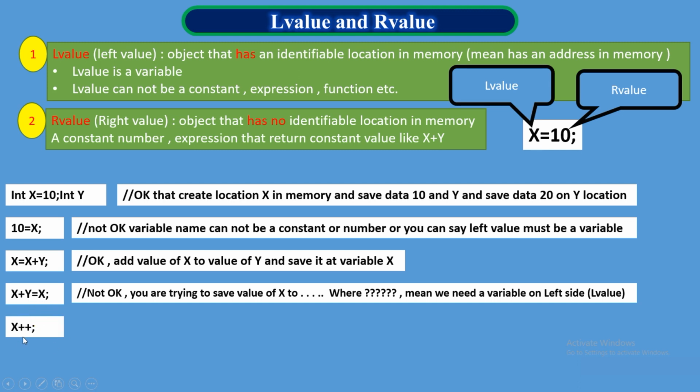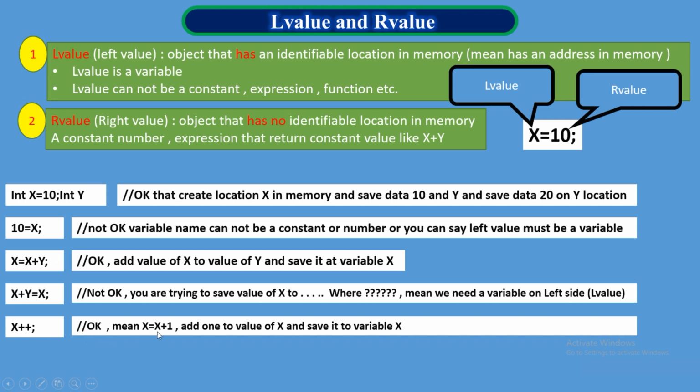In the next step, we have x plus plus. It's okay. It means x is equal to x plus 1. It simply increases the value of variable x by one and saves this value in variable x.